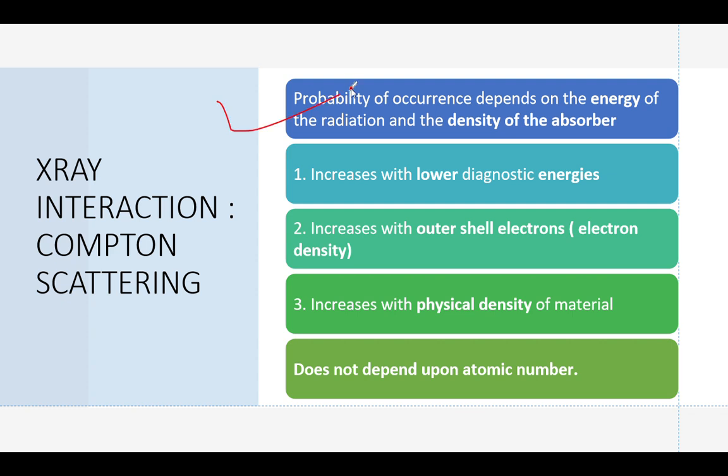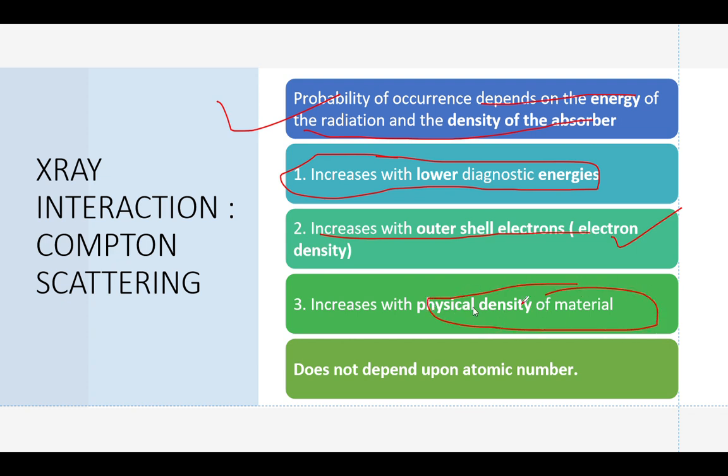The probability of Compton scattering depends on the energy of the radiation and the density of the absorber. It increases with lower diagnostic energy, that is, it decreases with increase in energy. It increases with outer shell electron density, and it increases with the physical density of the material, and it does not depend on atomic number. While photoelectric absorption depends on atomic number, this does not. That is, scattered radiation can be similar in both bone and soft tissue.